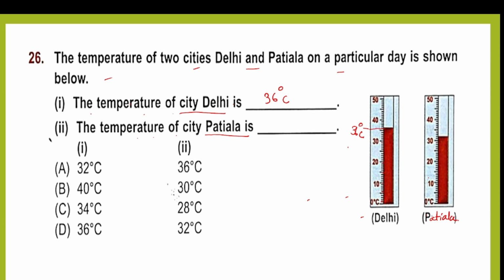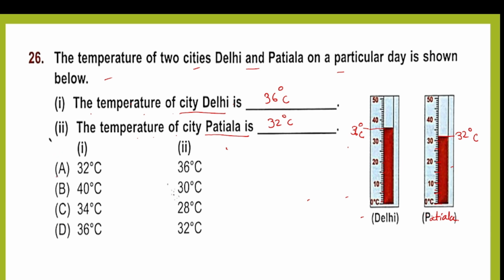Now let's see the temperature of Patiala. So if you see here, this is 0, 5, 10, 15, 20, then 25, then 30, then 31, 32. So 32 degrees Celsius is the temperature of Patiala. So this is 32 degrees Celsius.